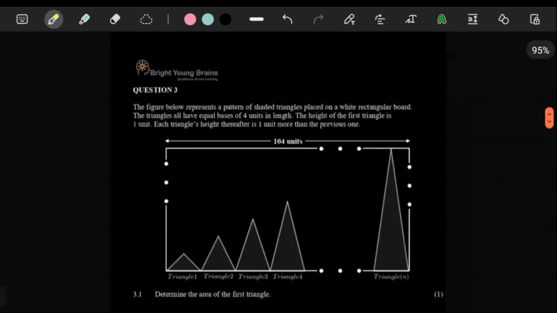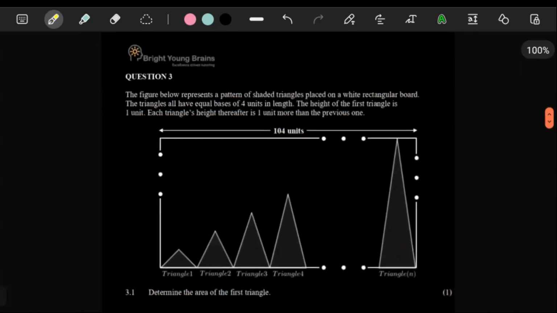So anyways, question 3 here says, the figure below represents a pattern of shaded triangles placed on a white rectangular board. Then it says here the triangles all have equal bases of 4 units in length. So this is 4 units, 4 units, 4 units, 4 units, going on and on. They told us here that everything from start to finish adds up to 104 units. So we can actually easily take 104 divided by 5 and then work out how many triangles we have in total.